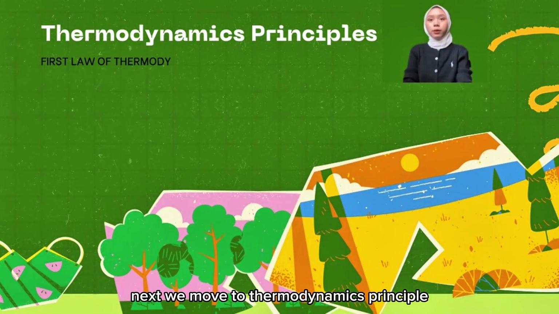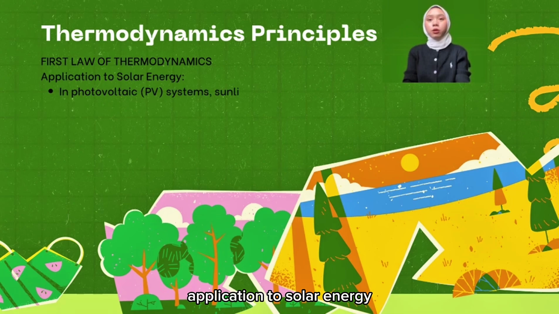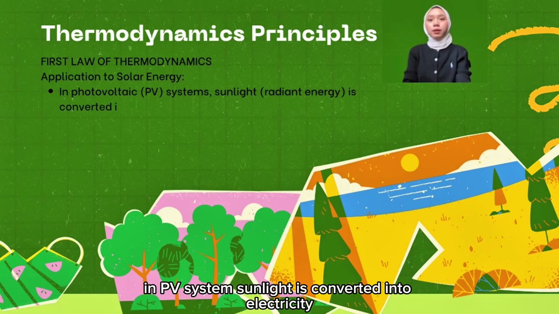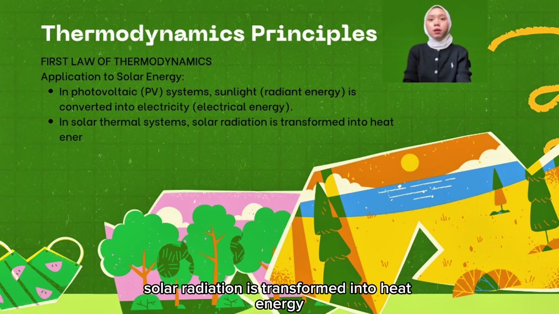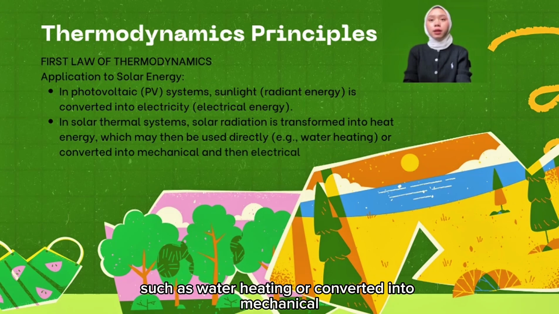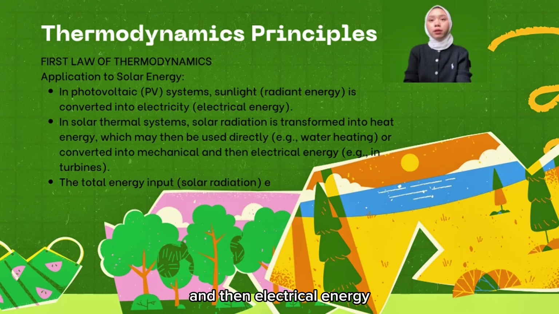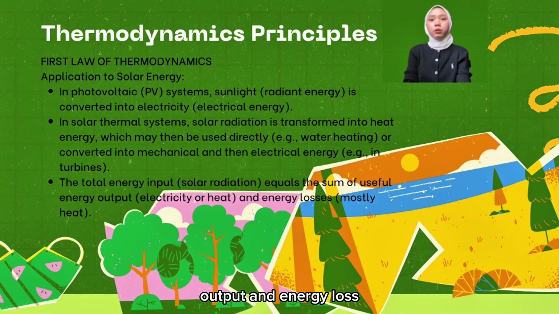Next, we move to thermodynamic principle. First law of thermodynamics. Application to solar energy. In PV system, sunlight is converted into electricity. In solar thermal system, solar radiation is transformed into heat energy, which may then be used directly, such as water heating, or converted into mechanical and then electrical energy. The total energy input equals the sum of useful energy output and energy loss.